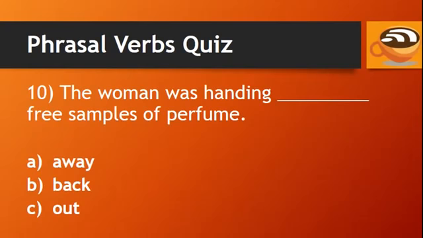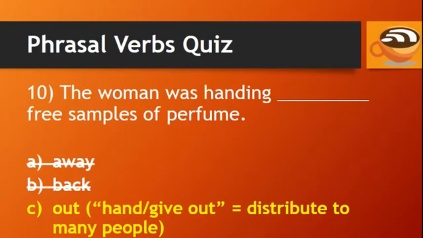Number 10. The woman was handing... free samples of perfume. The correct answer is out. The phrasal verbs hand out and give out mean distribute to many people.